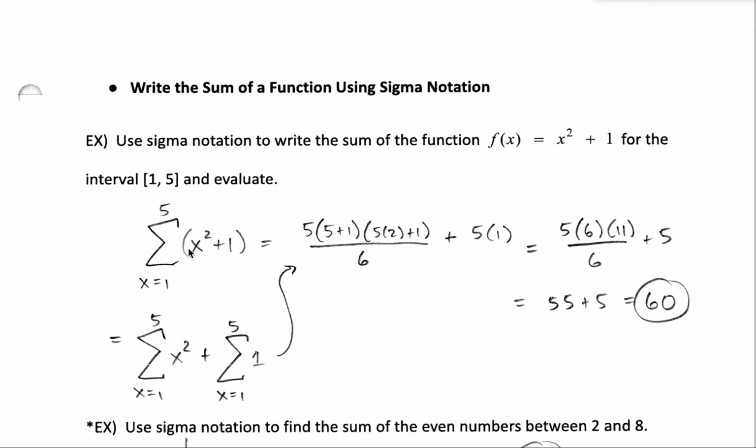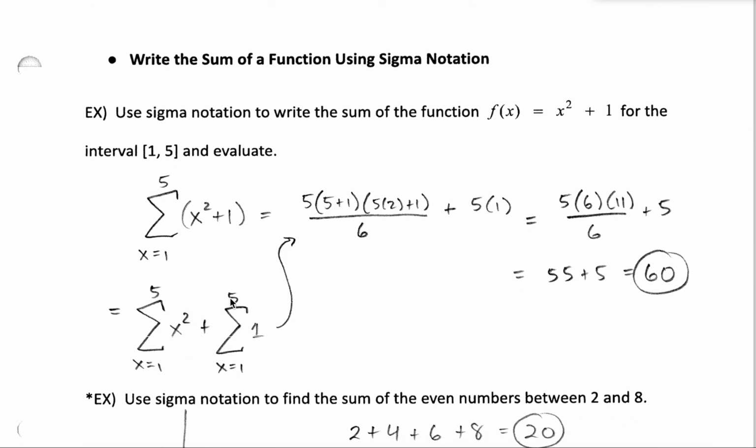So let's evaluate it. We got two terms, so we're going to distribute our sigma to both terms. We have an x squared, or a square function there. So I'm going to use my square function identity. Take that top number, plug it into the end spots.